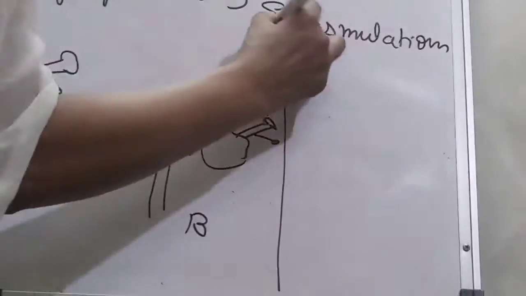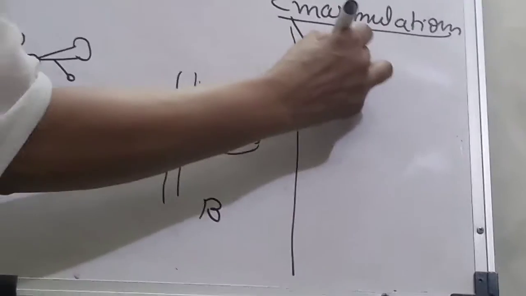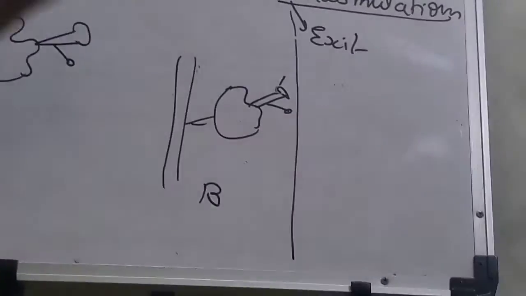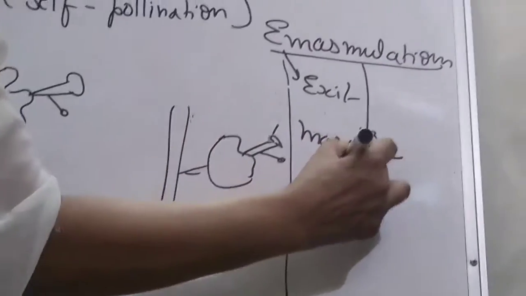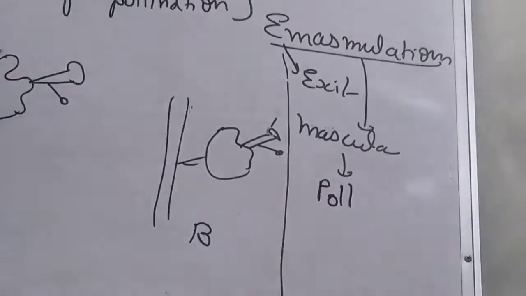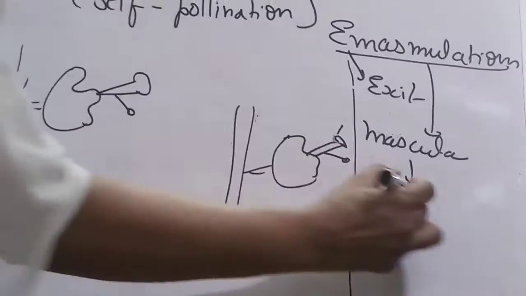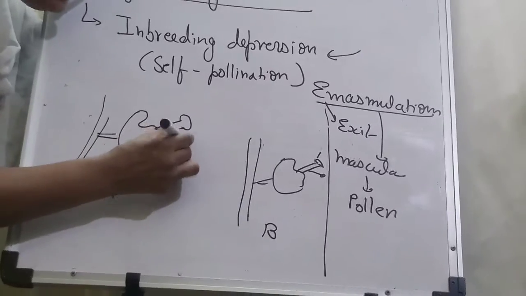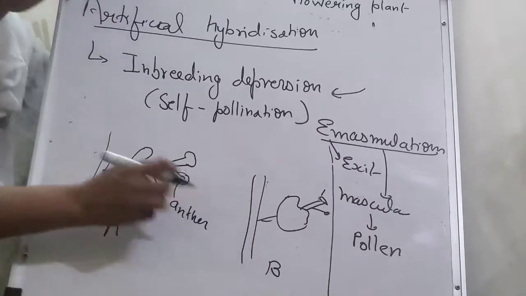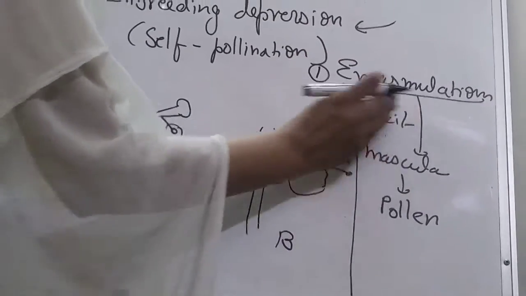emasculation. Emasculation means we are removing the masculine part. What is masculine here? The pollen, or we can say the anther of the flower. So emasculation is the process in which the anther is removed from the flower by forceps. The first step of artificial hybridization is emasculation.